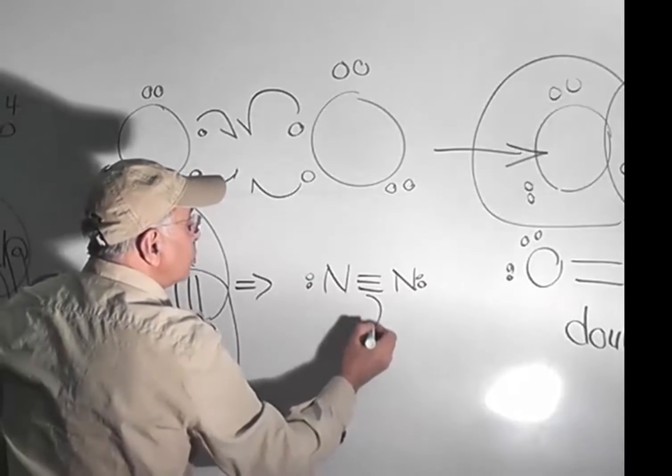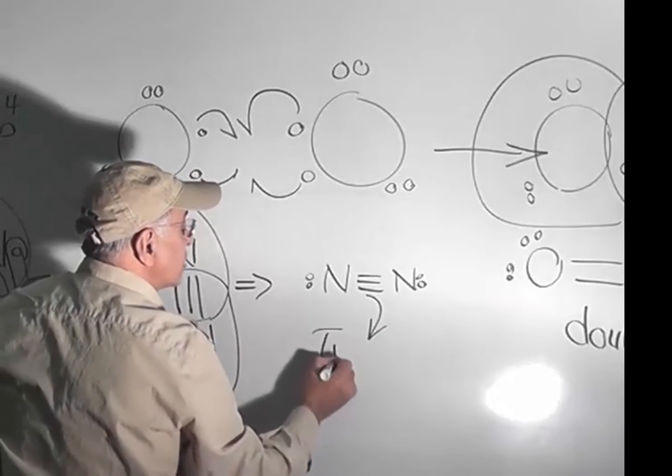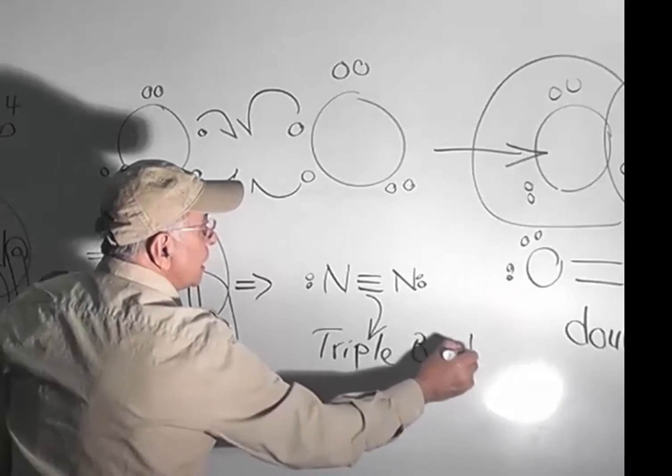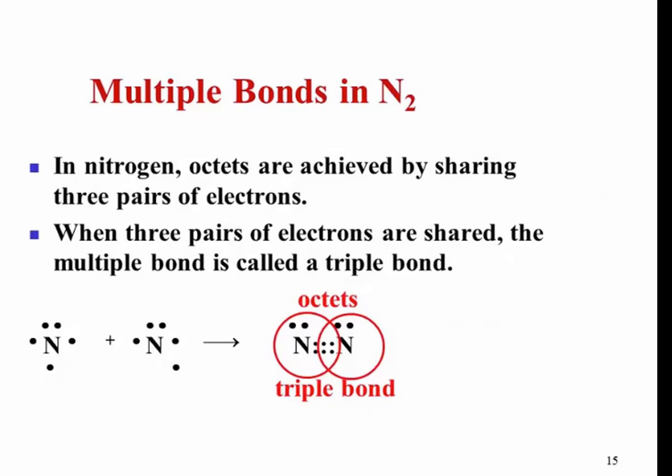And what should I call this? Single bond, double bond, or triple bond? Triple bond. So a covalent bond can be a triple bond as well. We did not have this in ionic bonds. There are three types of covalent bond: single bond, double bond, and triple bond. It's all because of the octet rule.